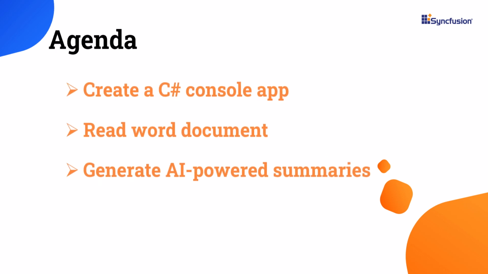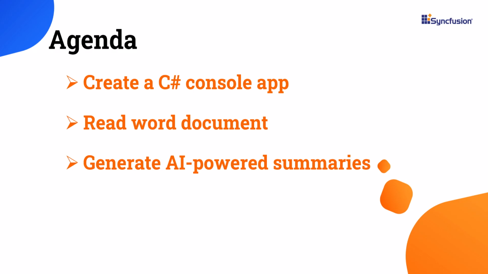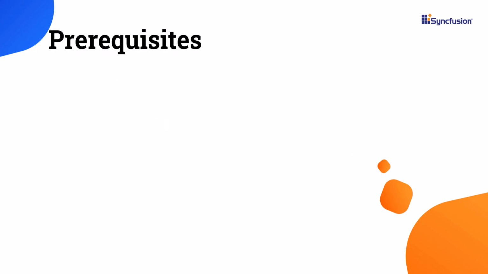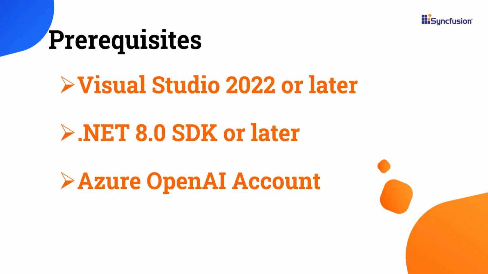In this video, I will show you how to build an AI-powered Word document summarizer using the Syncfusion .NET Word Library. This video covers creating a C# console application, reading content from a Word document, and generating a summary using Azure OpenAI. The prerequisites for this tutorial are Visual Studio 2022 or later, the .NET 8.0 SDK or later, and the necessary credentials for your Azure OpenAI account.